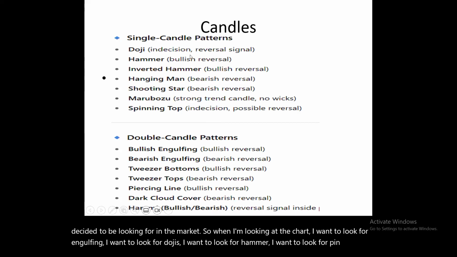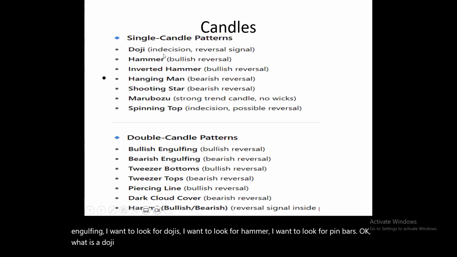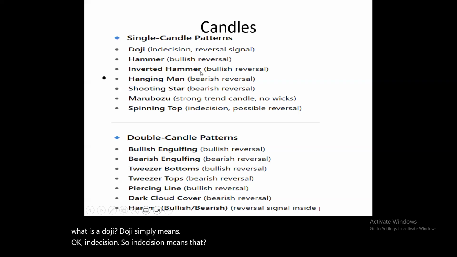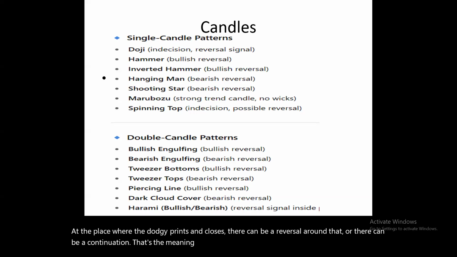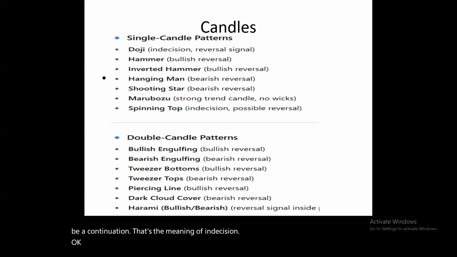Okay. What is a doji? Doji simply means indecision. Indecision means that at the place where the doji prints and closes, there can be a reversal, or there can be a continuation. That's the meaning of indecision. So that area is very, very important when you see a doji.